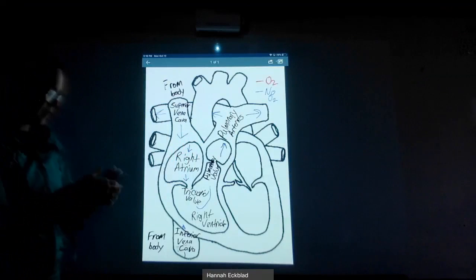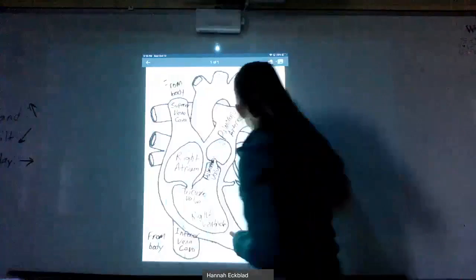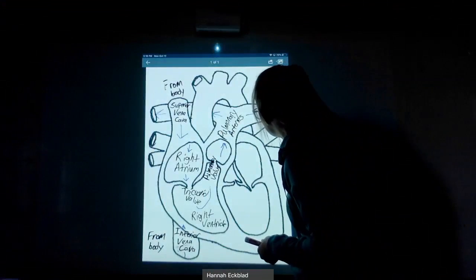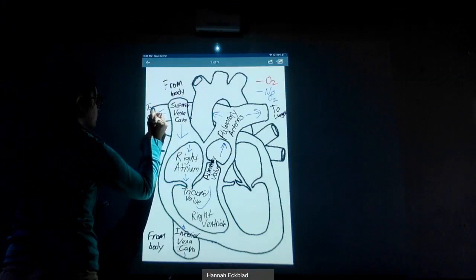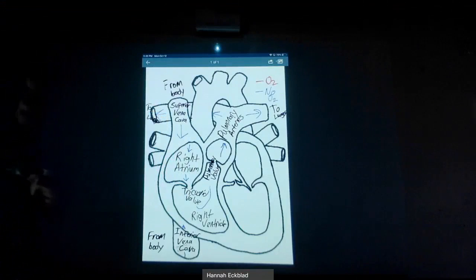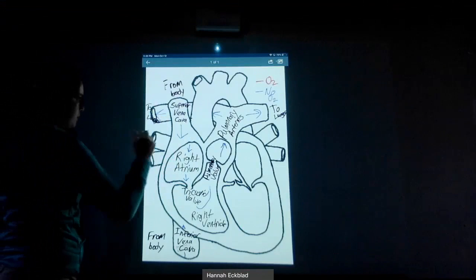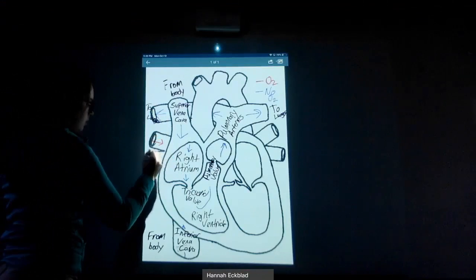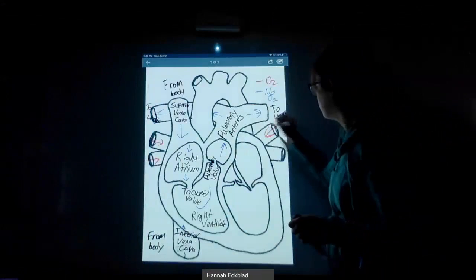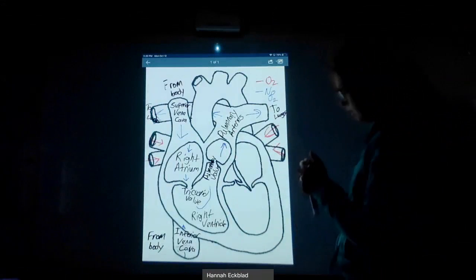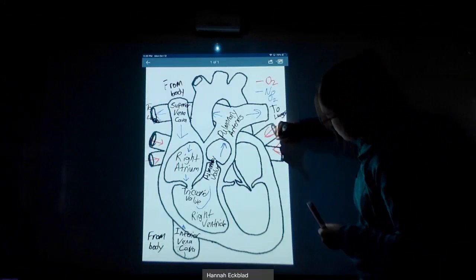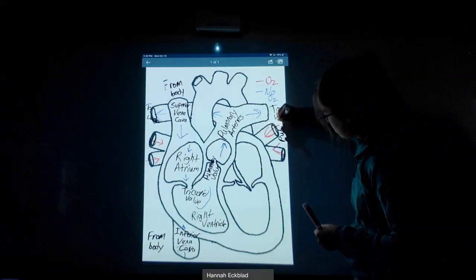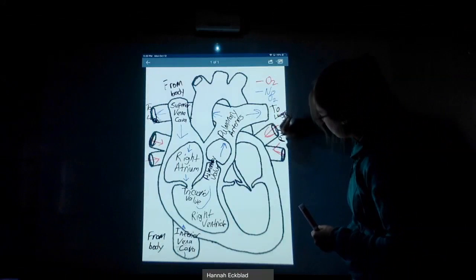So it travels to the lungs, and it comes back with oxygen. And it's actually coming back in all of these places. These are what we call pulmonary veins.